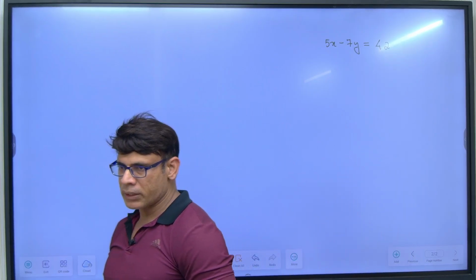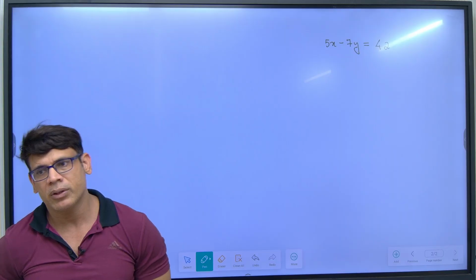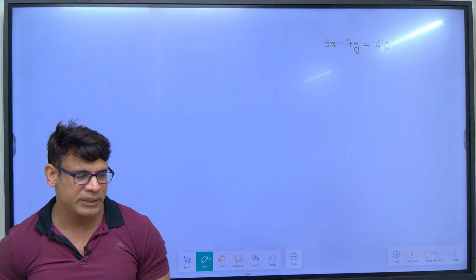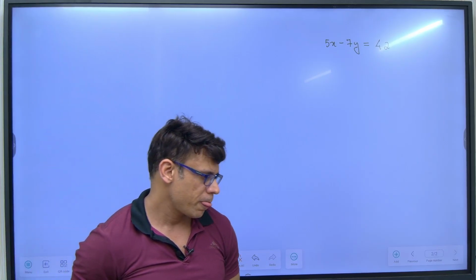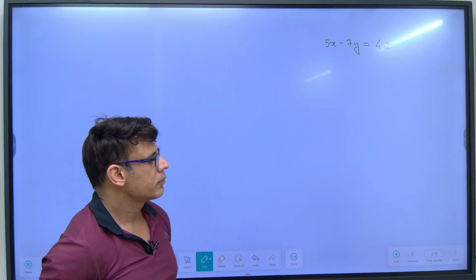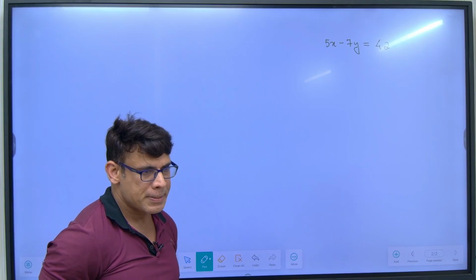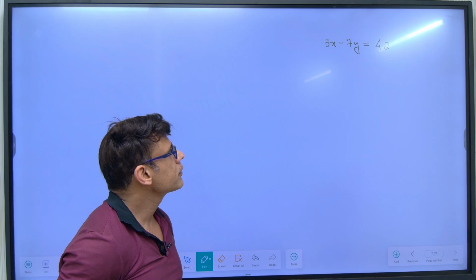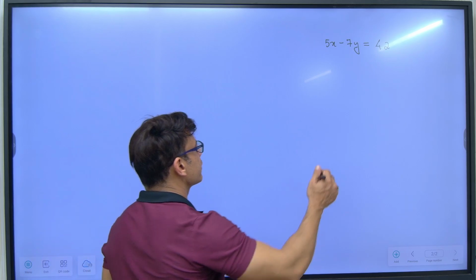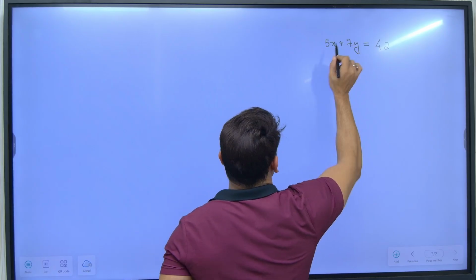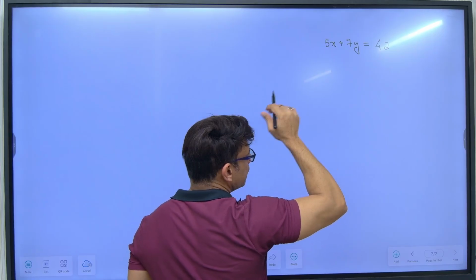And they will put up a condition that x and y both have to be natural numbers or positive integers. When you say positive integer and natural number, both have the same meaning, right? Find out how many possible solutions exist. The equation can be anything. I can also write this as 5x plus 7y. Could be anything, right? Now, how to solve this?